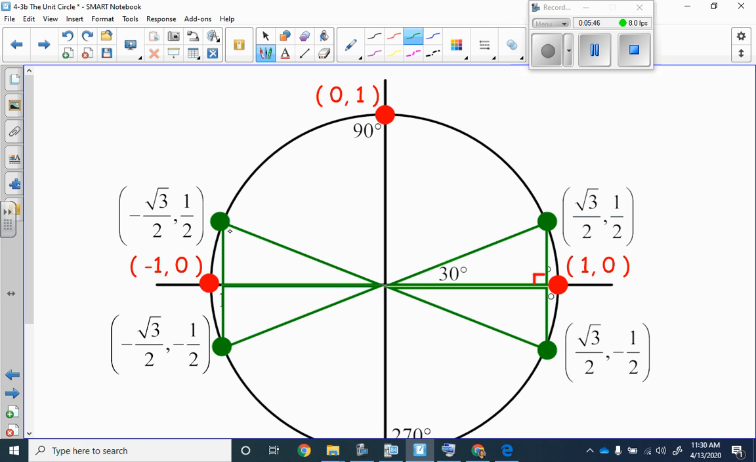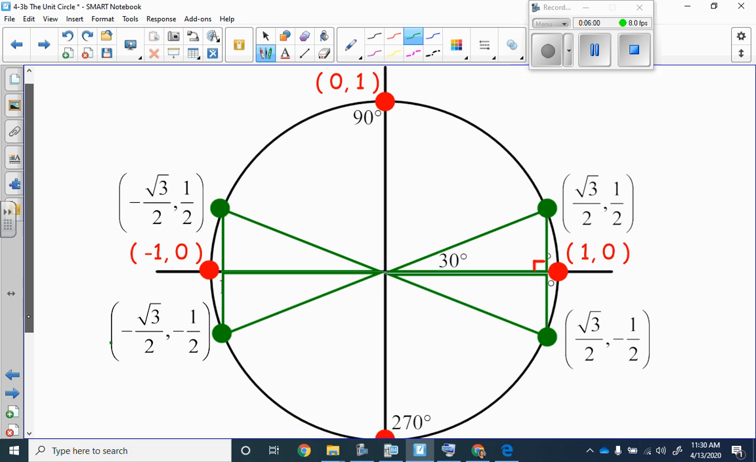When I'm over here in quadrant 2, this down here is going to be a negative square root of 3 over 2, still going up 1/2. Here, in quadrant 3, x and y are both negative. In quadrant 4, our x is positive, but our y is negative.